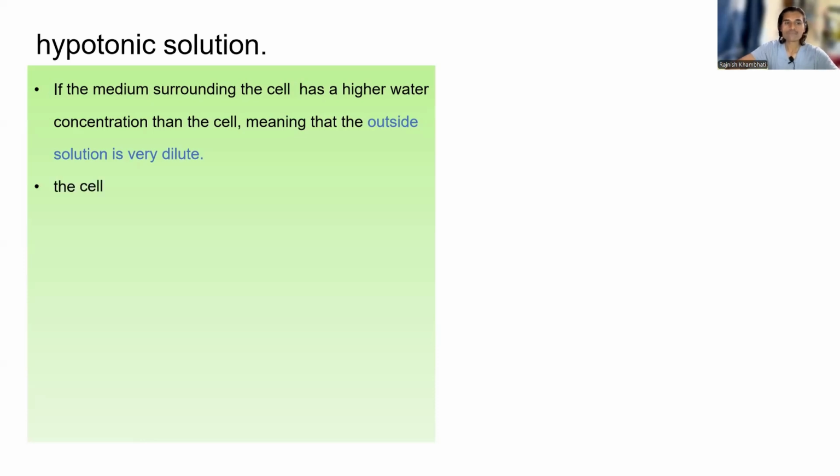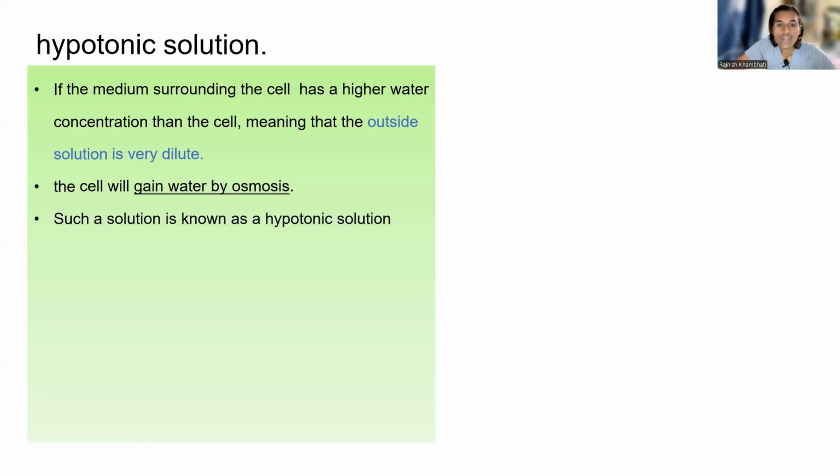Yes, the cell will gain water. What is happening? Because outside water is high, it will enter into the cell and gain water by osmosis, and such a solution is known as hypotonic solution, meaning the outside solution is hypotonic. Hypo means lower concentration than the cell.